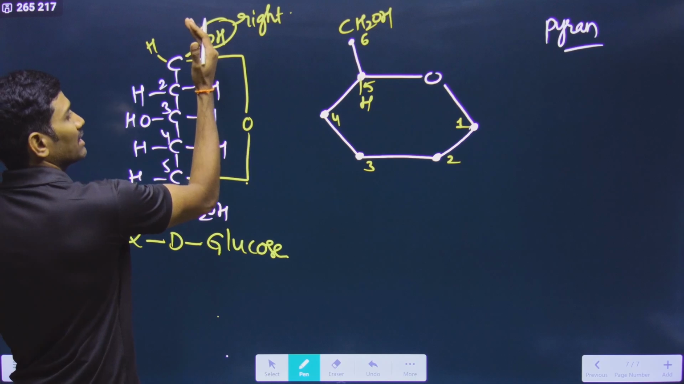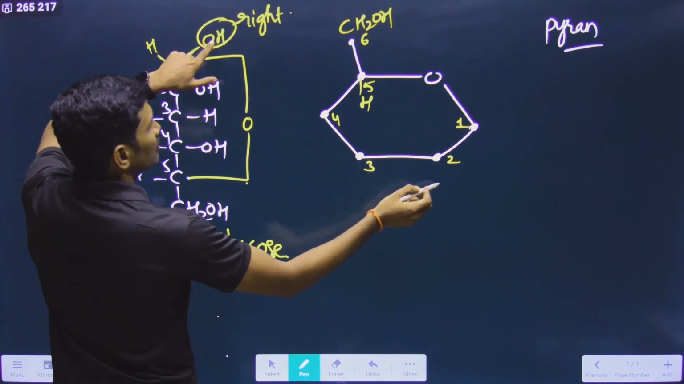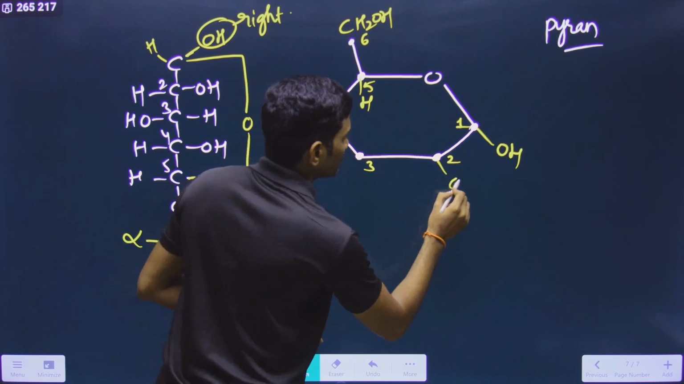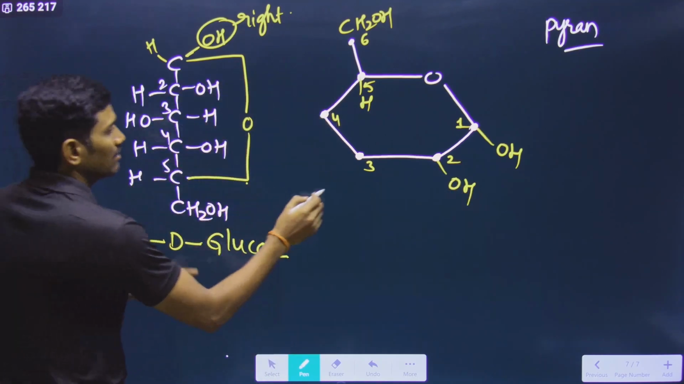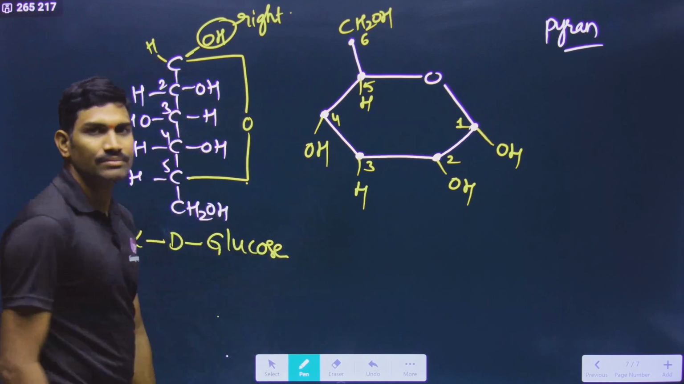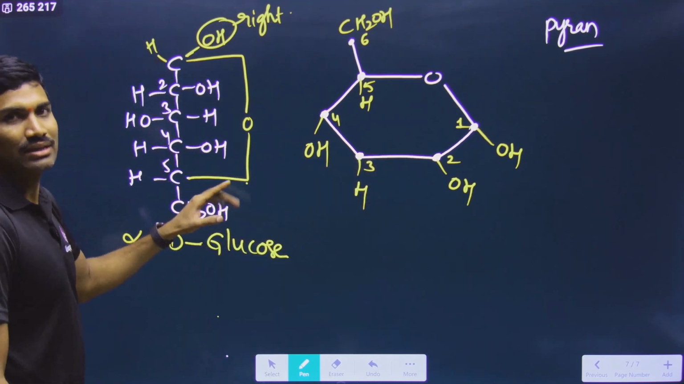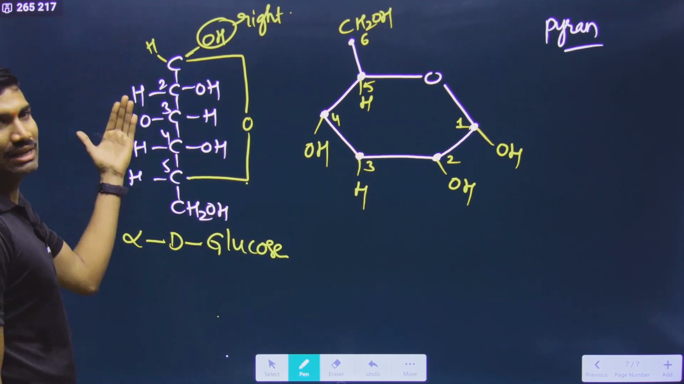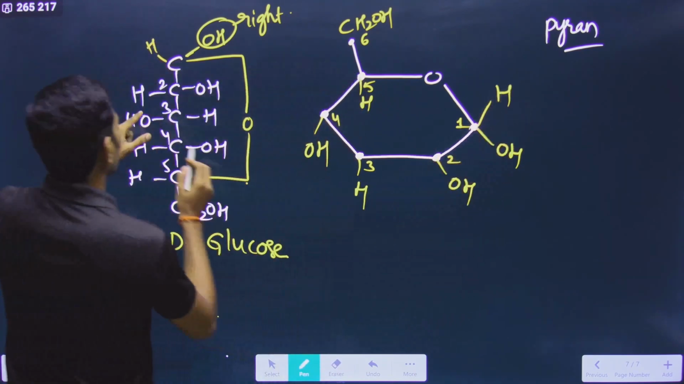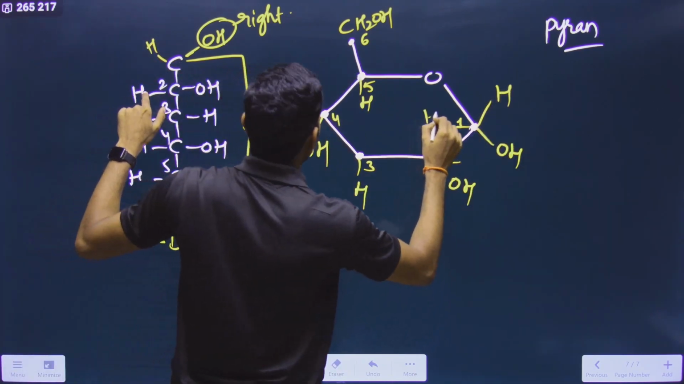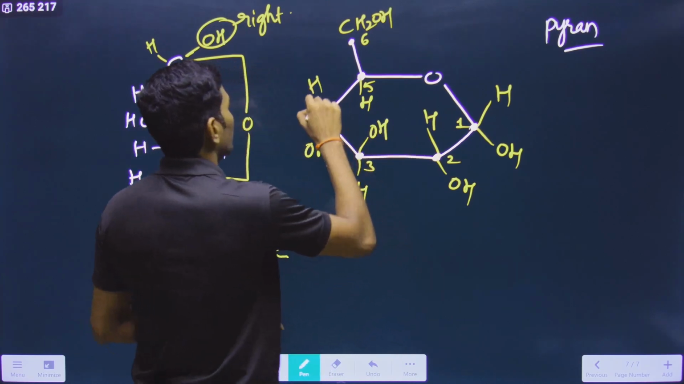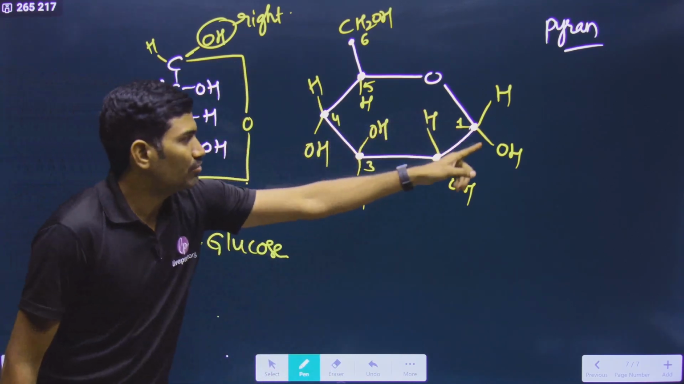Those which are present on the right side should be written below the plane. So OH below the plane. For the second carbon, OH below the plane. Third carbon, hydrogen below the plane. Fourth carbon, OH below the plane. This is how we need to write. And then those which are present on the left side, we should write above the plane. Now here hydrogen above the plane. Here also hydrogen above the plane. Here OH above the plane. Here hydrogen above the plane. This is how we need to write.